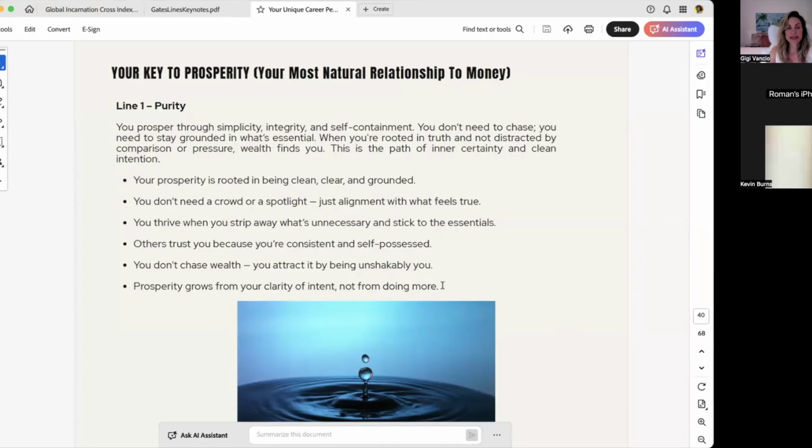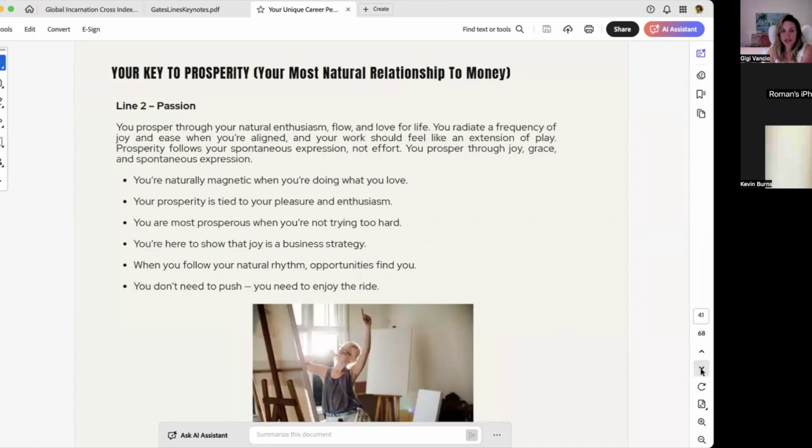Line 1 is always the line of introspection and research. These are a little more in depth into line 1 in this particular position of your key to prosperity, which is purity. Since we don't have anyone with line 1, we'll move on to the next one, which is line 2.